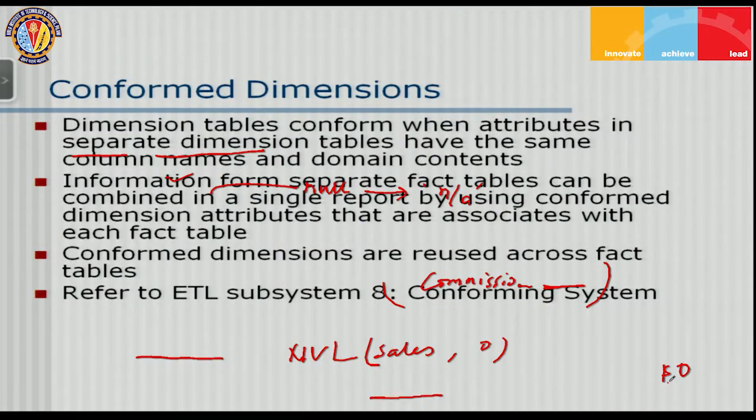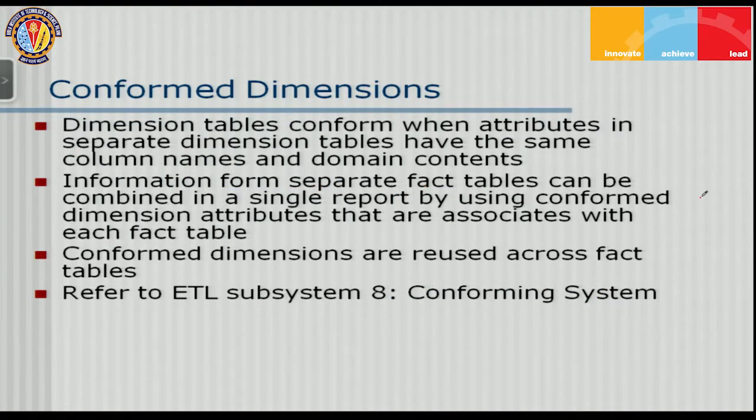So now let me come to what are called conformed dimensions. Dimension tables conform when attributes in separate dimension tables have the same column names and domain contents. That is, their context is the same and they have the same column names. And information from separate fact tables can be combined in a single report by using conformed dimension attributes that are associated with each fact table.